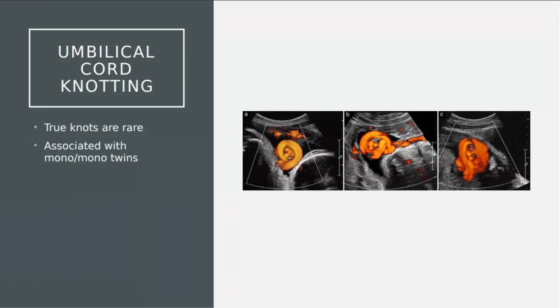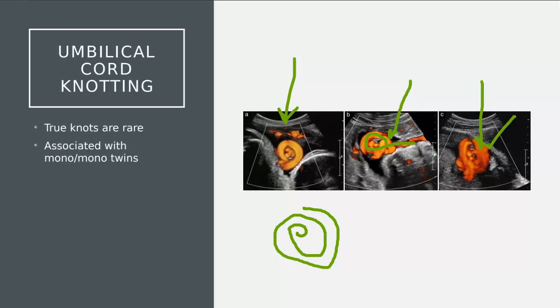So we can actually see more so like coiling of the umbilical cord in and of itself. So like you can kind of get like this swirl of the umbilical cord. That's going to look like this. That's not really a true knot. This is a true knot. See how now it's looped under itself? And same thing over here, true knot.